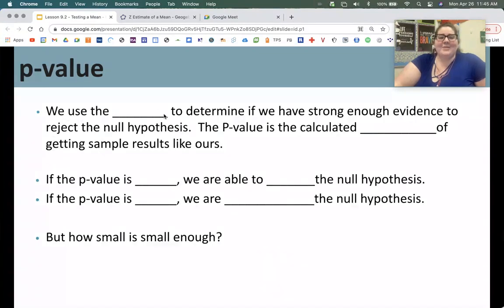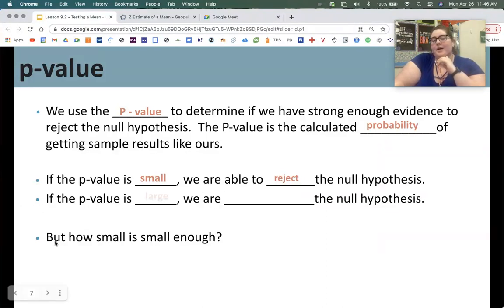After I explain something. So we use the p-value to determine if we have strong enough evidence to reject the null. The p-value is the calculated probability of getting sample results like we got. So if the p-value is small, we talked about this in the intro, the smaller the p-value, the more we're going to doubt the null hypothesis. So if the p-value is small, meaning a very small number, we are able to reject the null hypothesis. If the p-value is large, we fail to reject the null hypothesis is what we say.